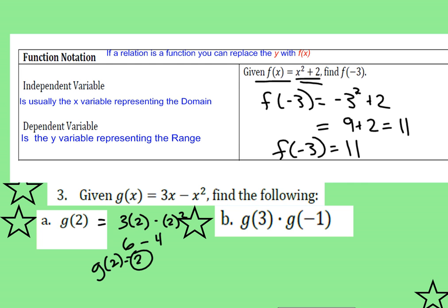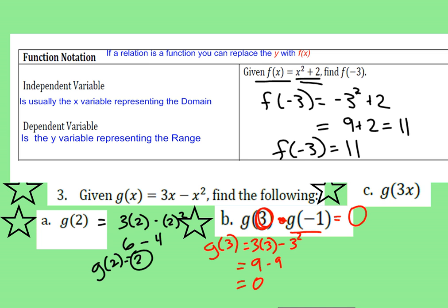So you have g of 3 times g of negative 1. Well, this one's actually kind of clever because if I take g of 3, I get 3 times 3 minus 3 squared. So if I follow order of operations right, I should have 9 minus 9, which is 0. So g of 3 is 0. 0 times anything, doesn't matter what g of negative 1 is, is always just going to be 0. So my answer is 0, and I don't have to do all the work.